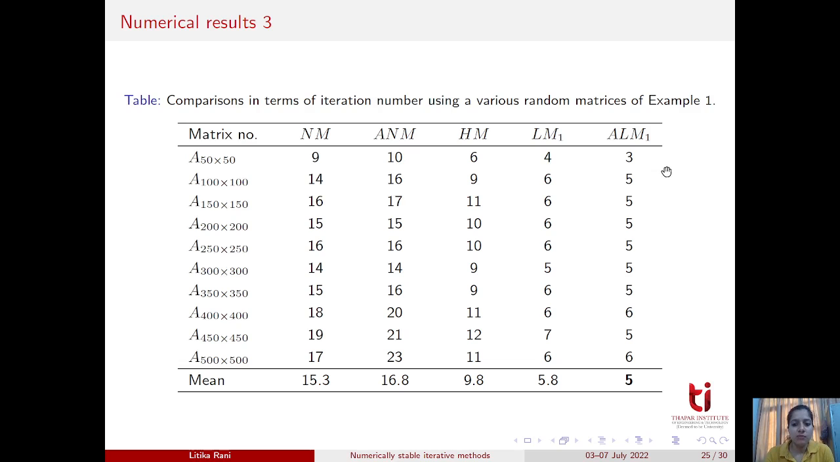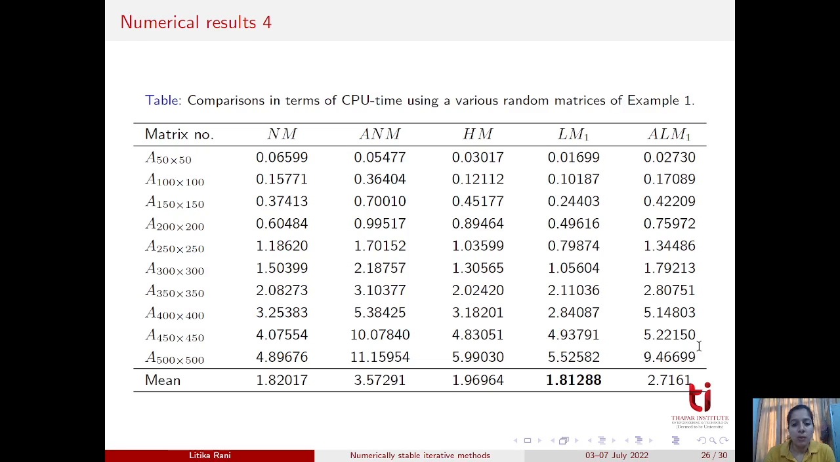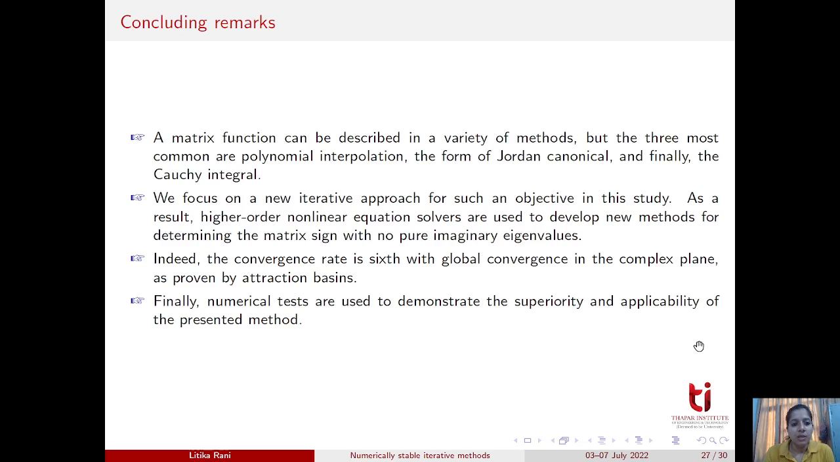And from this table, we can conclude that the new methods require a lesser number of iterations in comparison to the existing methods, and also the CPU time required for the method to converge towards the sign function is less for the new methods in comparison to the existing methods. So we can conclude that the new method is better.